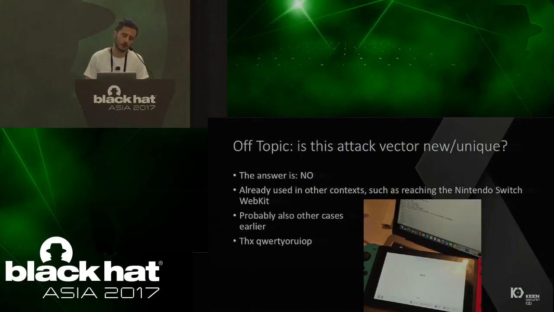So is this attack vector new or unique? Of course not. It was already used in other contexts, and the first that comes to my mind, because it's recent, is the Nintendo Switch. Basically, the Nintendo Switch supports basic captive portal functionality, and it can be used to open a WebKit on the Nintendo Switch. And it turns out that until 2 days ago, the Nintendo Switch was vulnerable to the Pegasus bug. So some people online made code execution inside that.